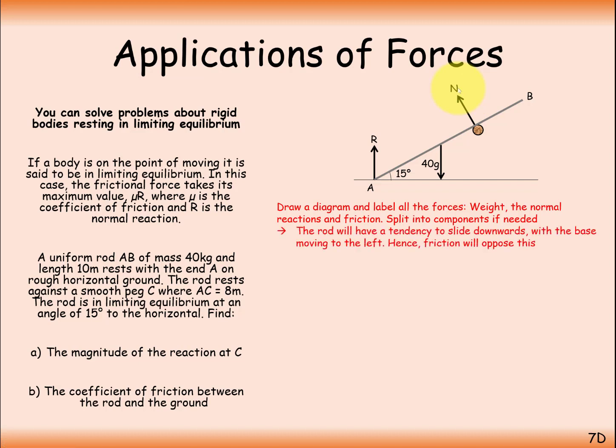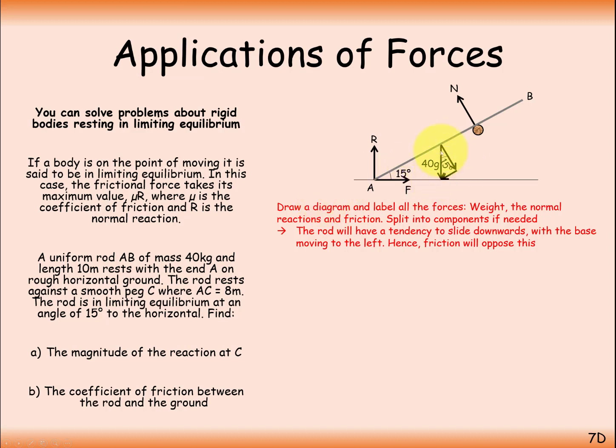Okay, so the rod will have a tendency to slide downwards with the base moving to the left, because that would make sense, because it's away and it will want to move down. So friction will oppose this, so friction will go in this direction. That's how I started off.